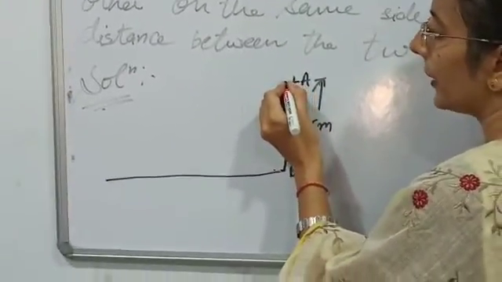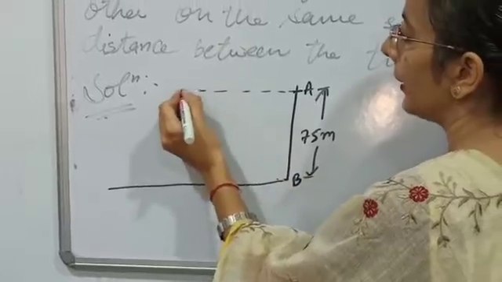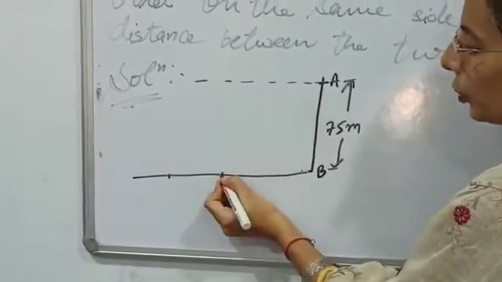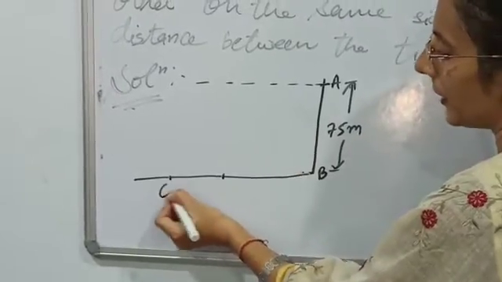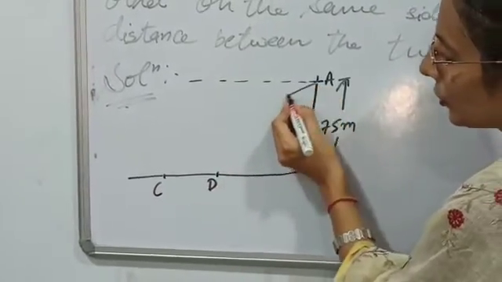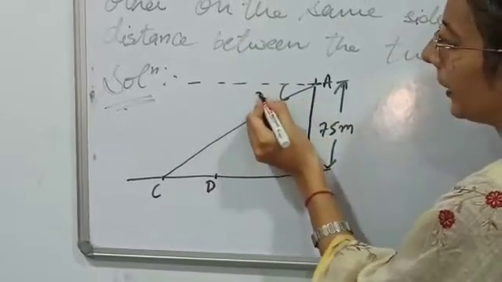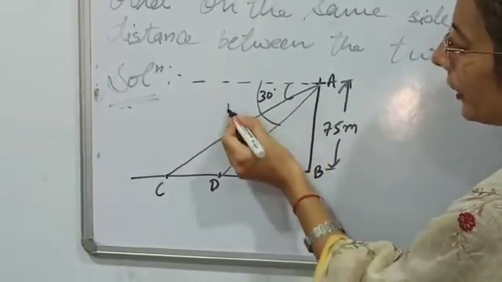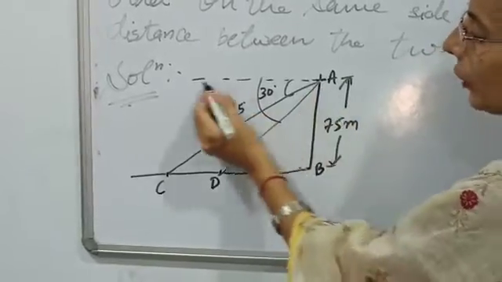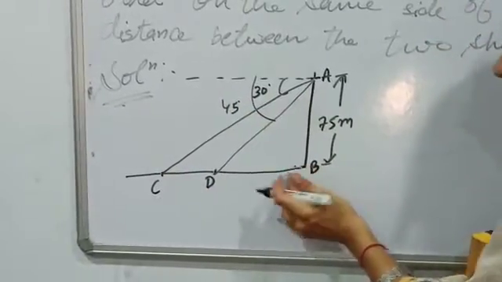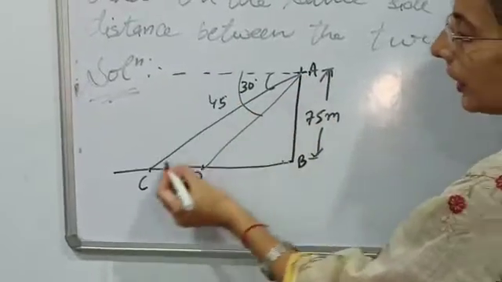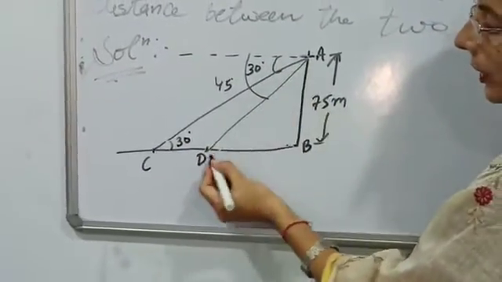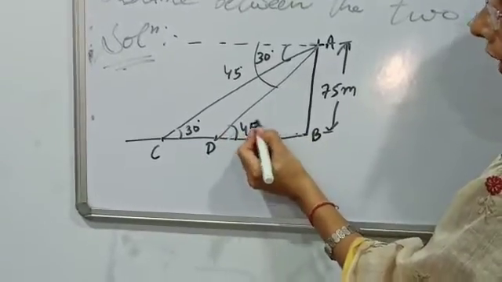Obviously this is the line of sight. Suppose here is A and the two ships are placed at C and D. One is at the 30 degree angle of depression and the other at 45 degree. The line of sight is parallel to the sea level, so these are alternate angles. We write here this is 30 degree and this alternate angle is equal to 45 degree.